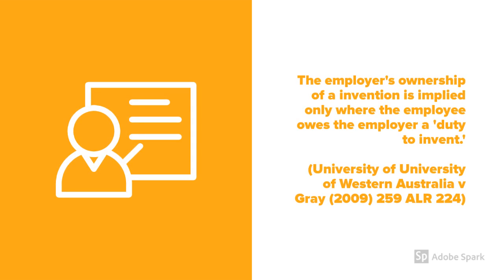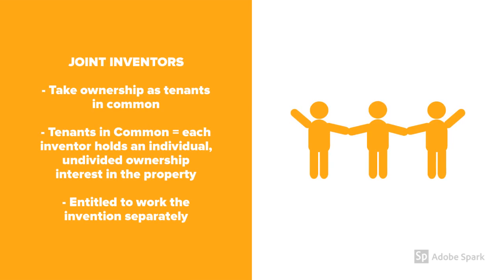In the case of University of Western Australia v Gray, the court found that the ownership of an invention is implied only where the employee owes the employer a duty to invent. There can also be joint inventors and owners of a patent.